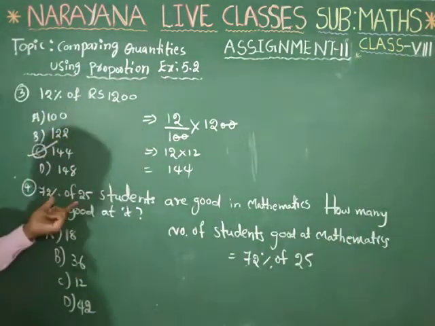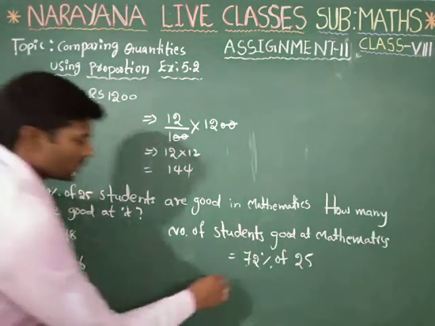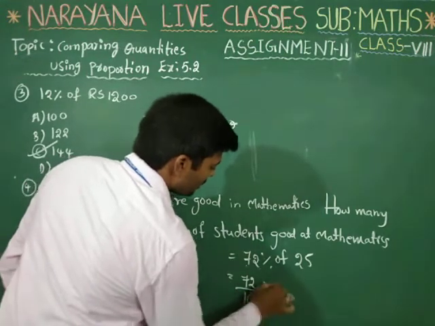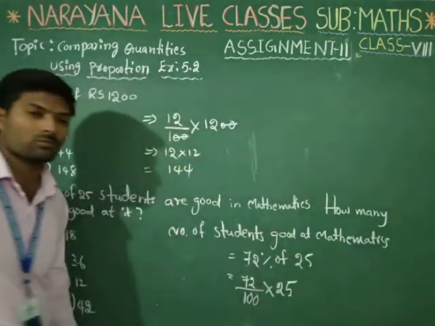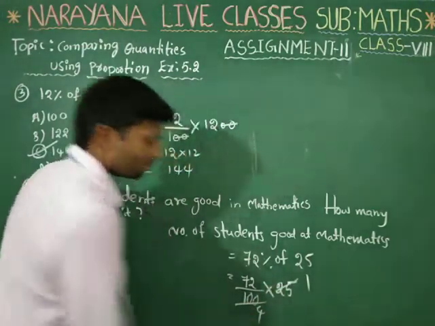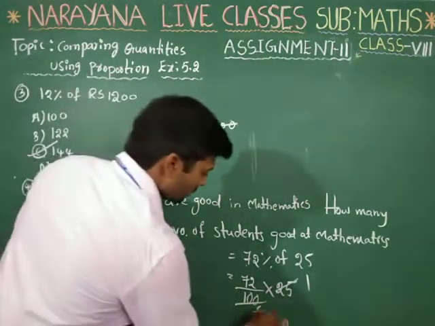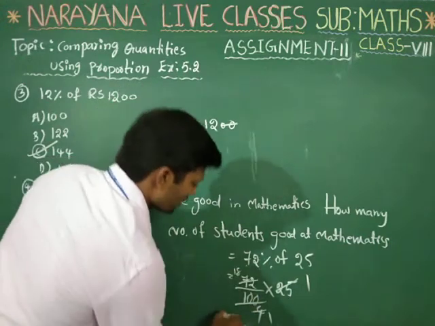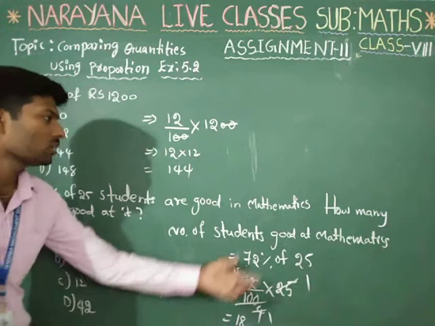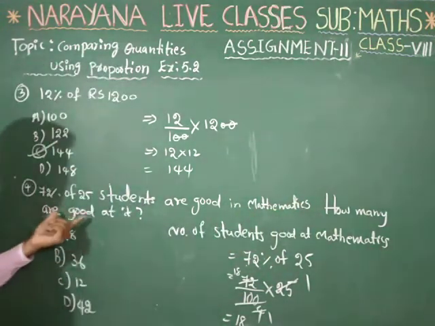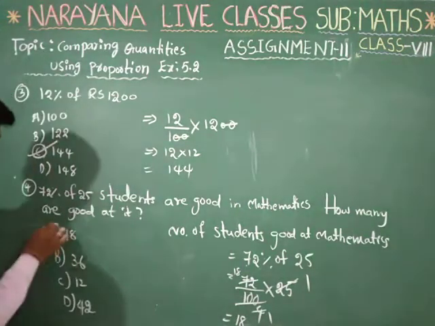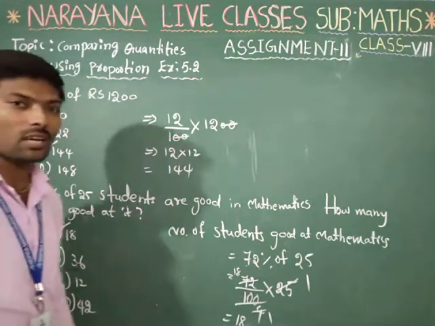Yes, 72% of 25. So 72% can be written as 72 by 100 into 25. How many times? 25 ones are 25, 4. Yes, here 4 ones are 4, 18 fours are 72. So there is total how much? 18. So this 18 is nothing but what? The number of students who are good at the subject mathematics. Yes, so that option is what? The first option, option A, is the right option.